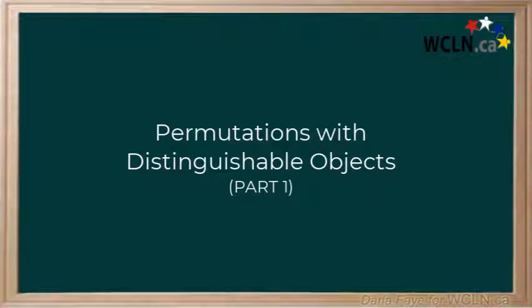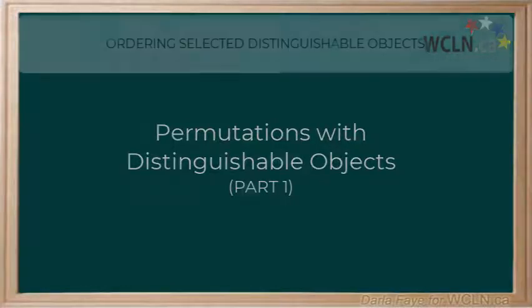All right, welcome to our video on permutations with distinguishable objects. This video is part 1. In this video, we're going to learn to calculate the number of possible permutations with distinguishable objects. In this video in particular, we will look at how to order just a few of our total possible objects. We are going to use two different strategies to solve these problems. The first will be to use an equation, and our second strategy will be to leverage technology to help us solve the more complex problems.